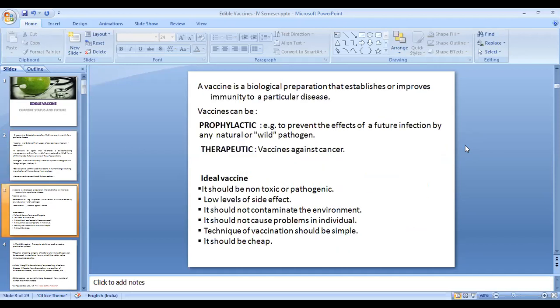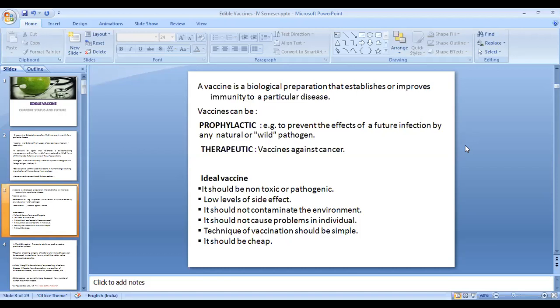A vaccine is a biological preparation which establishes or improves the immunity of the body to a particular disease. This vaccine may be prophylactic, that is, which will prevent the effects of a future infection by any natural or wild pathogen. Or sometimes it may be therapeutic, that is, a vaccine for the treatment of cancer.